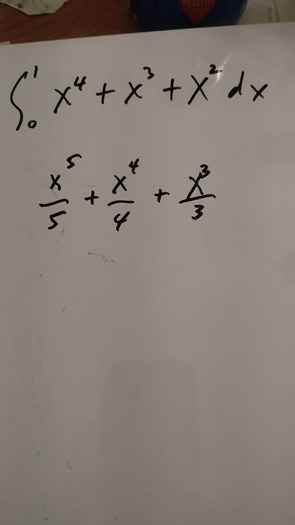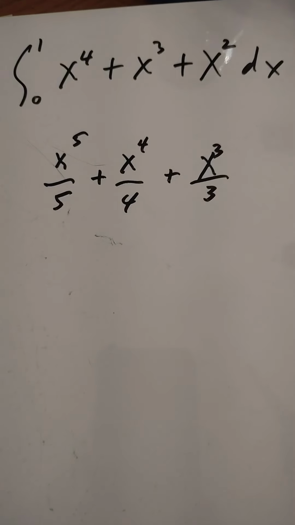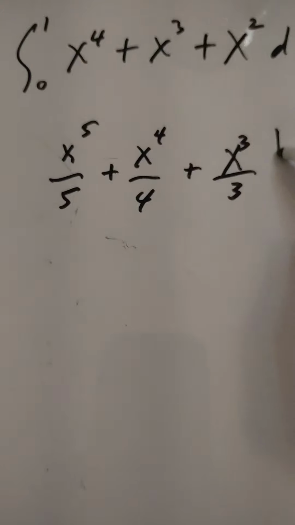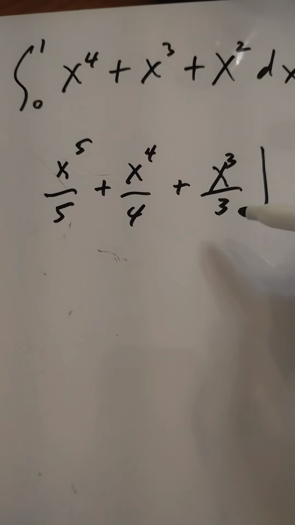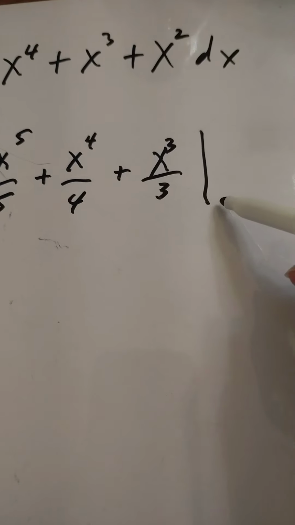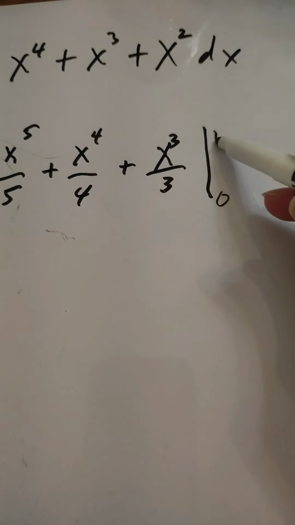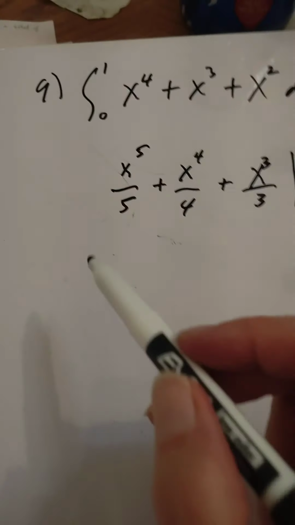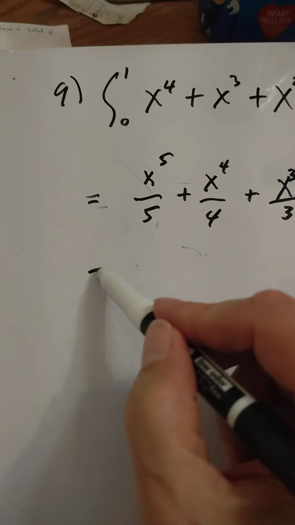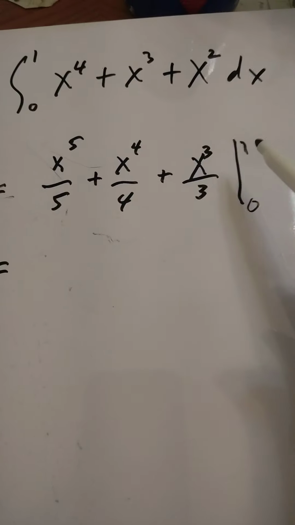So there's my indefinite integral, but because this is a definite integral, don't write plus C. Instead, we draw this evaluation bar. We're going to evaluate this expression from x equals 0 to 1. So let's write 0 to 1. Okay, I'm going to draw some equal signs here. So you input the upper limit first.